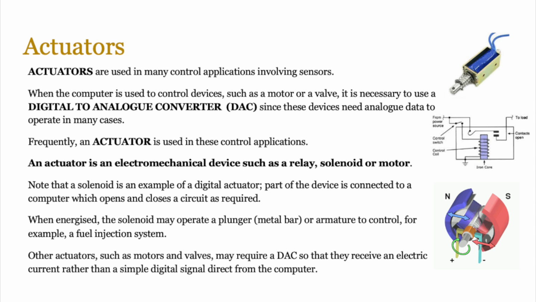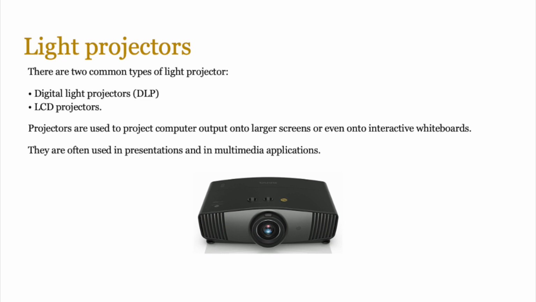So make sure you remember this component. An actuator is an electromechanical device, such as a relay or a motor or a valve, which needs a digital to analog converter to convert a digital signal to an analog signal, so it can actually influence the real world. It's the output part of a control system. Okay, let's leave actuators there and move on to light projectors.